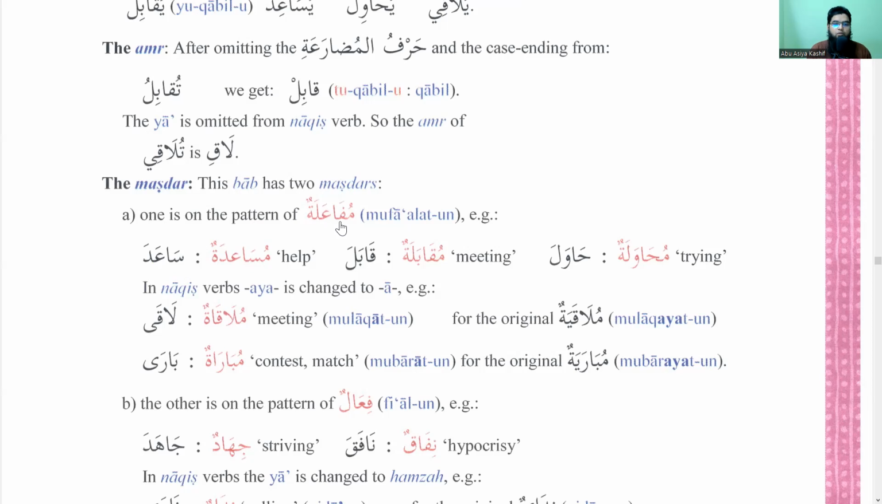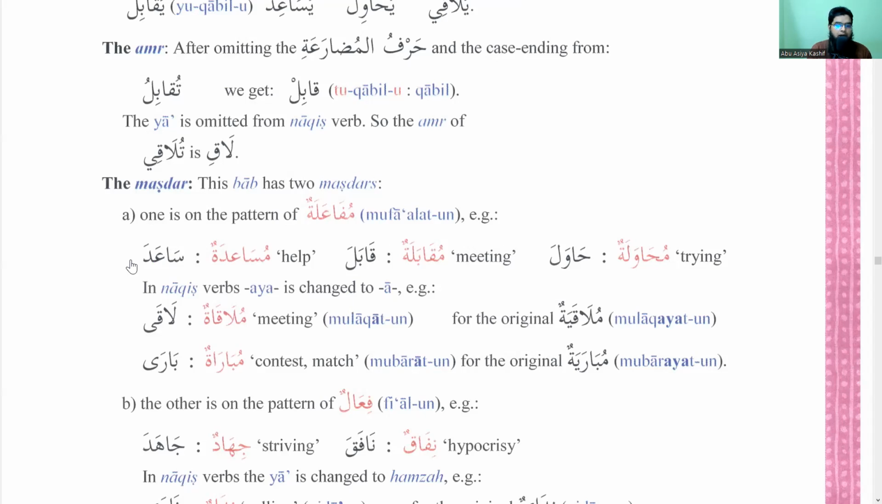One is in the pattern of mufa'ala. So sa'ada, help. Sa'ada, the masdar is musa'adatun. Then qabala, masdar is muqabalatun, meeting. Hawala, the masdar is muhawalatun, trying.